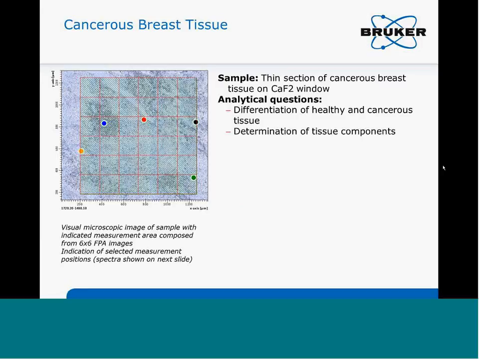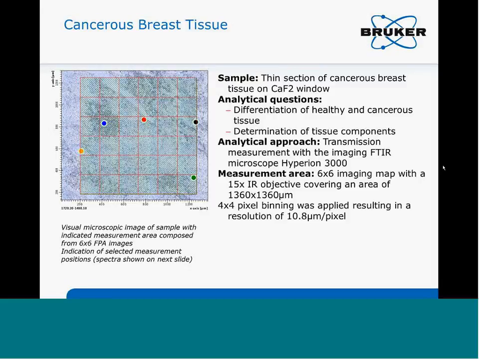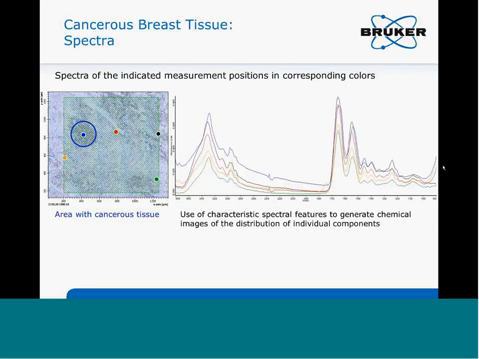An example of this is finding where the cancerous tissue is on the slide. Pathologists give us the sites of tissue that might have cancer. The measurement uses a focal plane array detector, with a resolution of about 10 microns per pixel. First we measure different points and characteristic spectral features to generate chemical images.